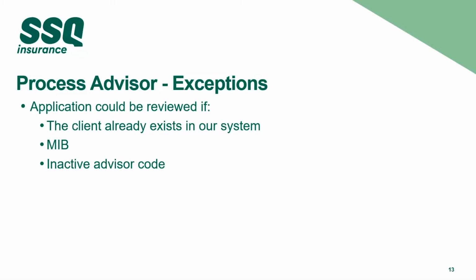The second case where the policy could be delayed is if there's an MIB code that would normally be refused. The application is reviewed by the underwriting team. In the MIB section of the e-app, the advisor will have the choice to send the application anyways or sell the guaranteed issue. The third case: if the advisor code is not active, the policy will be blocked until the contracting is confirmed.